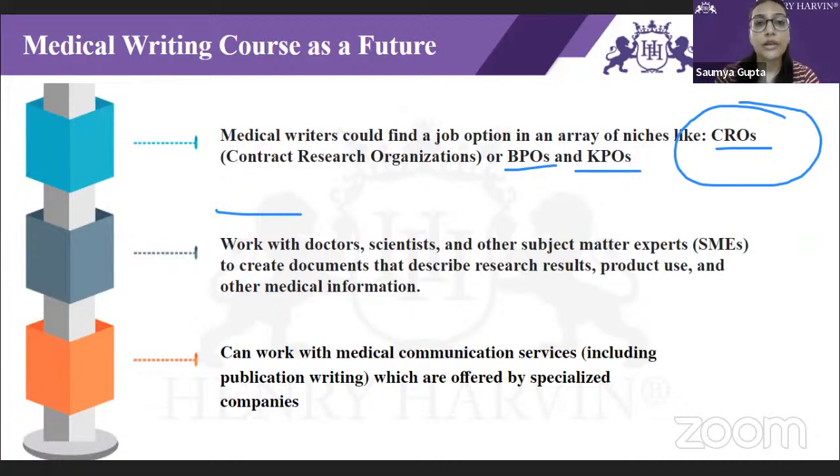Apart from writing, you can also be involved in copy editing and manuscript proofreading. So those are also opportunities which are available to medical writers.